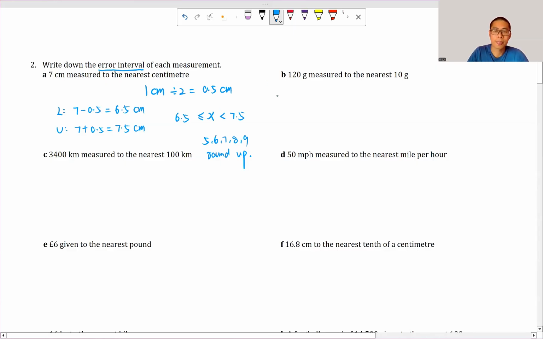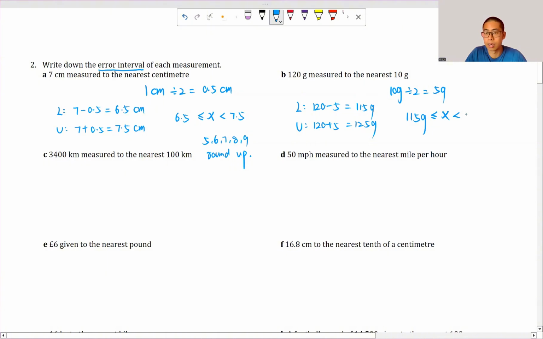That's the reason. Okay, and then for the next question, it says to the nearest 10 gram. So 10 gram divided by 2, we have 5 gram. Then the lower bound will be 120 minus 5, which is 115 gram. And the upper bound will be 120 plus 5, which is 125 gram. Then the error interval will be x more than or equal to the lower bound, which is 115 gram, and less than the upper bound, which is 125 gram. That's how we work it out.